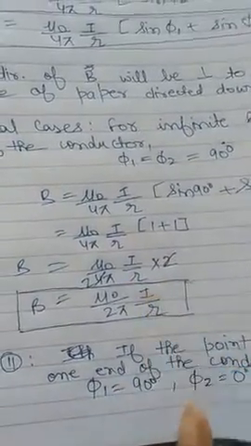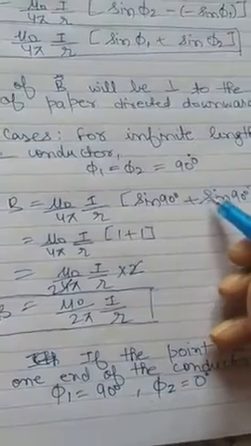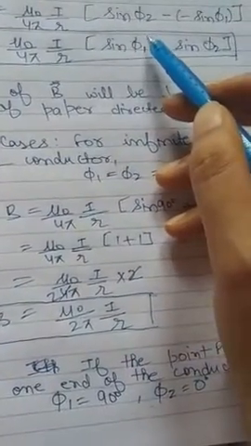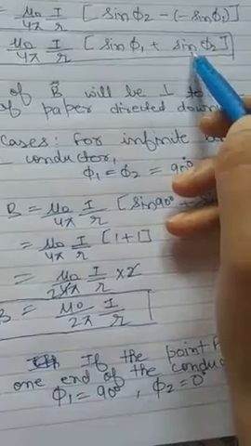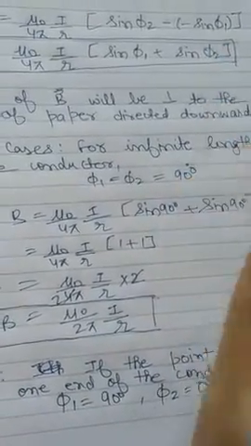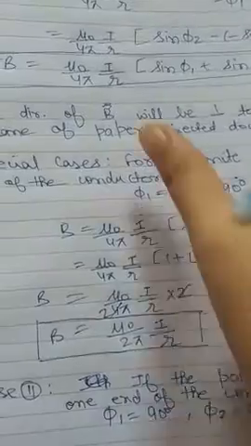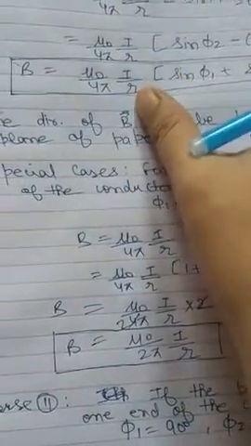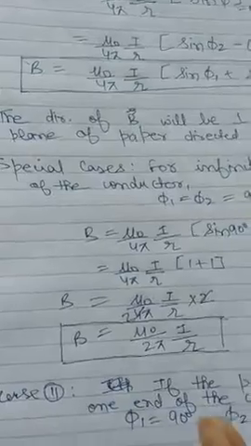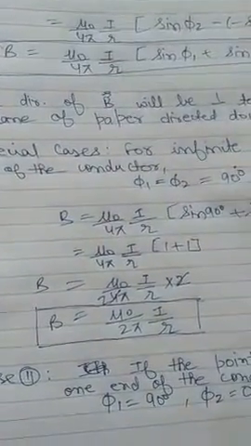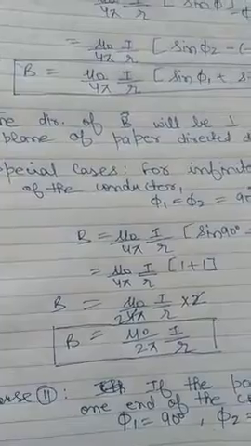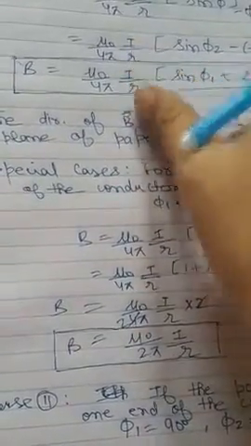So now what will be the value of B? So place sine 90, this sine phi 1 value is your 90. So here it will be sine 90, and this will become sine 0, and sine 0 is 0. So what you will get? Exactly this value. B is equal to mu naught by 4 pi I by r, because sine 90 is 1. So when the point is near one end of the conductor, whether it is C or D, you will get the same value. B will become equal to mu naught by 4 pi I by r. Clear?